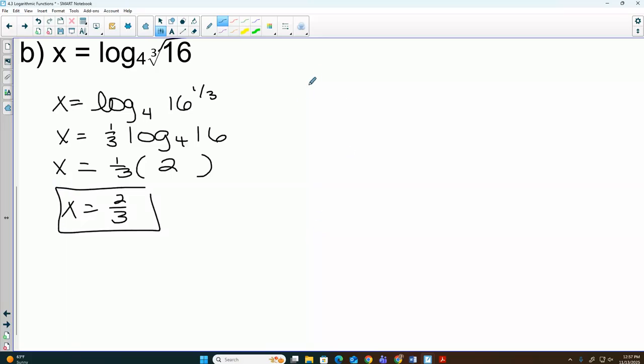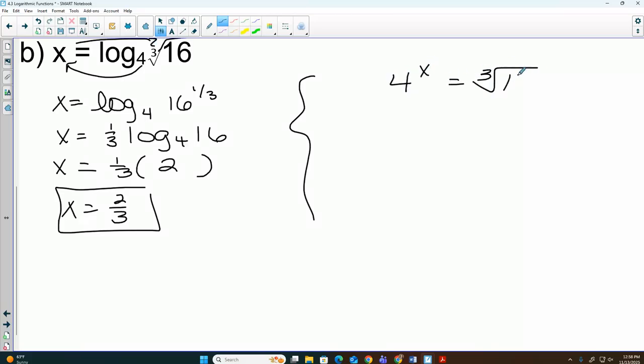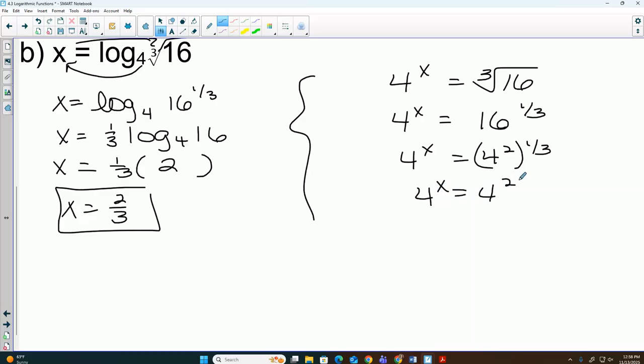That's using the properties. Could I have done this without that property? Yeah, you could have done it like the problems we were doing earlier. I said 4 to the x equals the cube root of 16, and gotten a common base. 4 to the x. Cube root is the 1/3 power. You get a common base, so 16 is 4 squared. And we get 2/3. So, it doesn't matter how, as long as you can get there. Any questions on that?